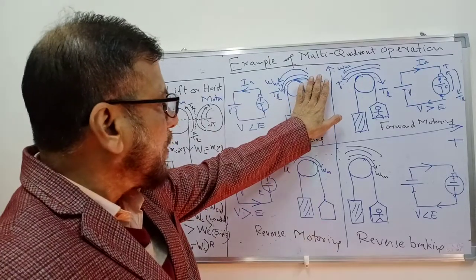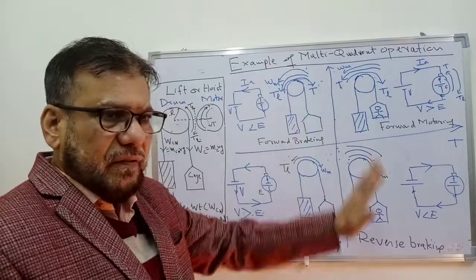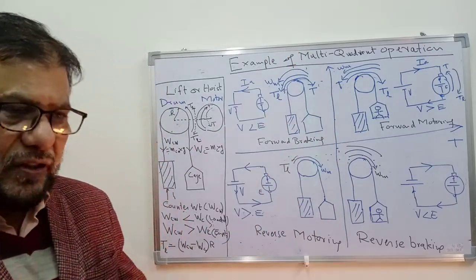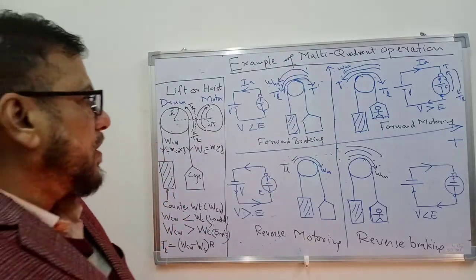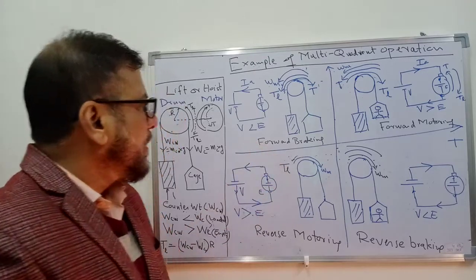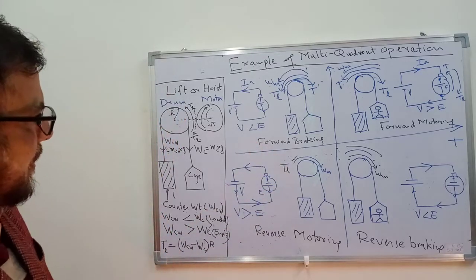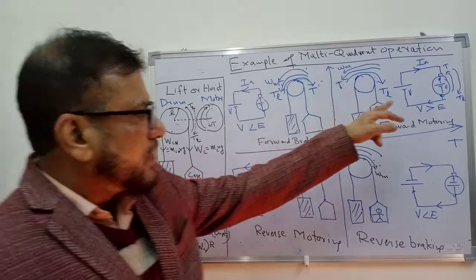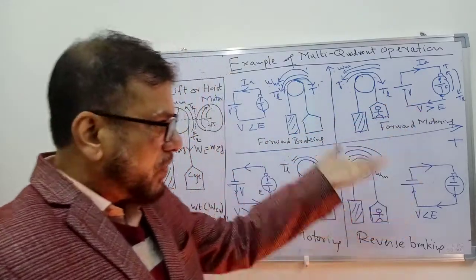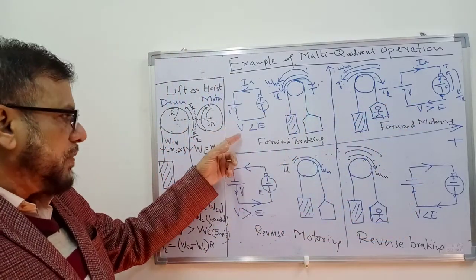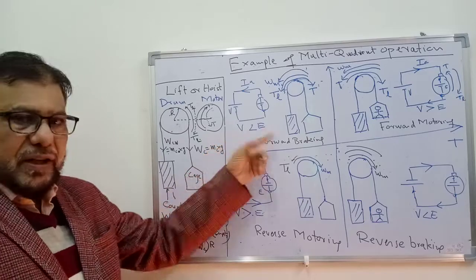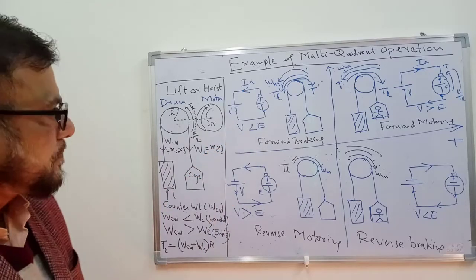If you don't apply any torque here, the cage will move at a very high speed. The speed will go on increasing because there is no opposing torque acting against it. So what you have to do here, same motor is connected here, but if you want to move it upward, you have to maintain voltage less than the back EMF.